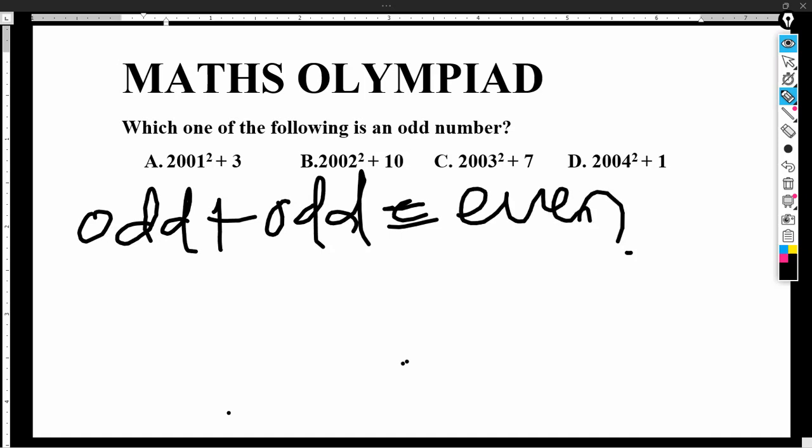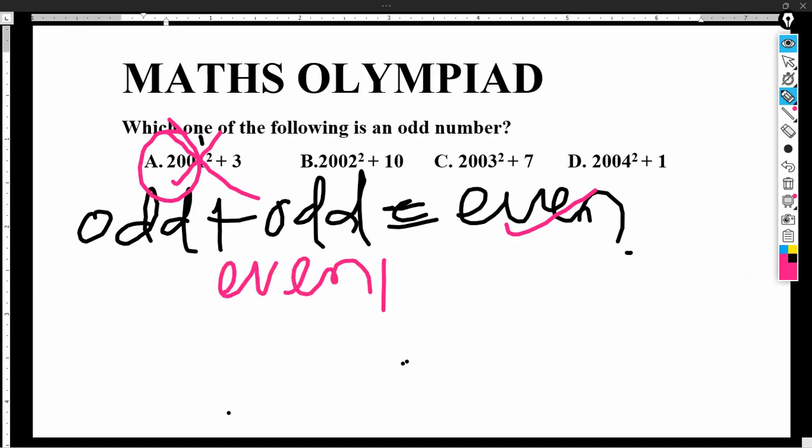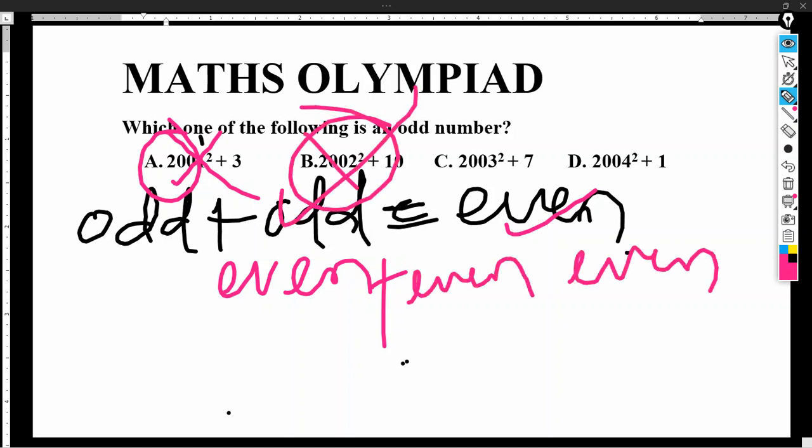All right. So in this option, 2001 is odd. So if you square an odd, you get an odd. An odd plus an odd gives even. So this is not the answer. If we square 2002, it gives even. So even plus even is even. Alright, so this is not the answer also.